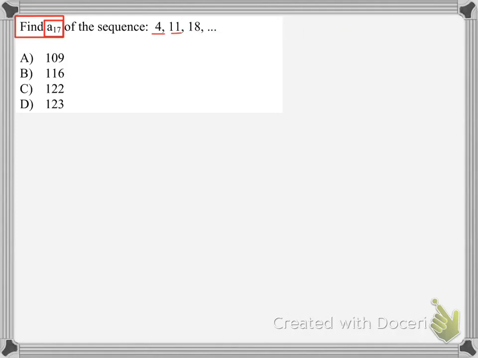Now to find the 17th number, if you want to do it by hand, you can say, oh, I know that it's increasing by 7, and the next one's increasing by 7. If I increase it by 7, the next number will be 25. The next number, plus 7, gives me 32. Plus 7 will give me 39. Plus 7 will give me 46. You just continue and so on until you get to the 17th number. Since this is multiple choice, that will give you full points.